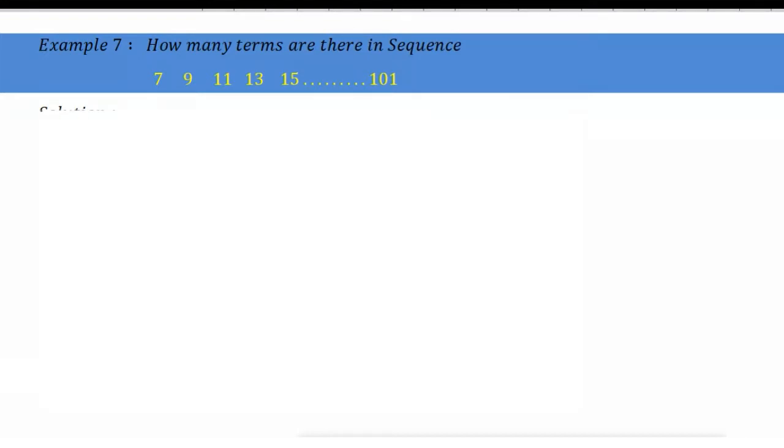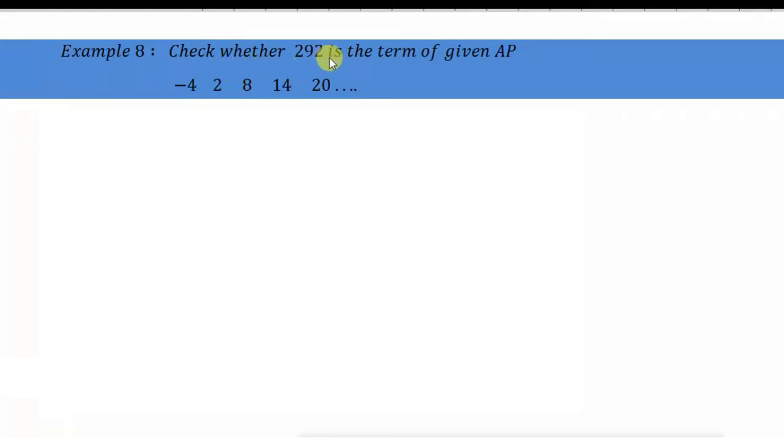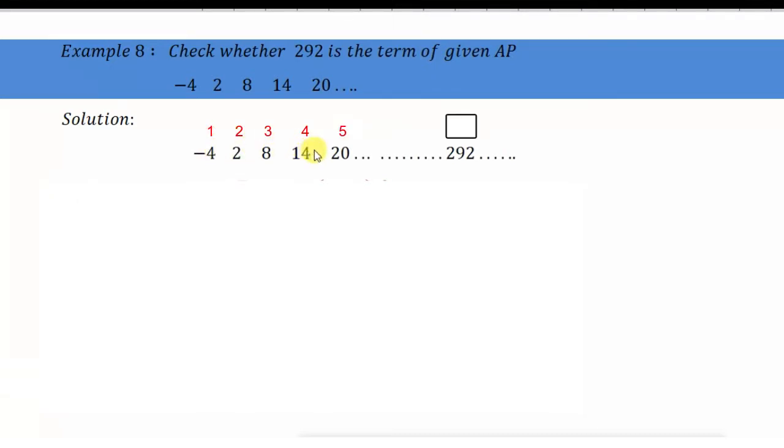Next example. Check whether 292 is a term of the given AP, and the given AP is negative 4, 2, 8, 14 and 20. We have to check if 292 belongs to this sequence or not. This is the first term of the AP, second term, third term, fourth term, fifth term. To check whether 292 belongs to this sequence or not, we can find the value of n. If n is a whole number, it means that 292 belongs to this sequence. If we get n as a negative number or a decimal number, that means 292 does not belong to this sequence.